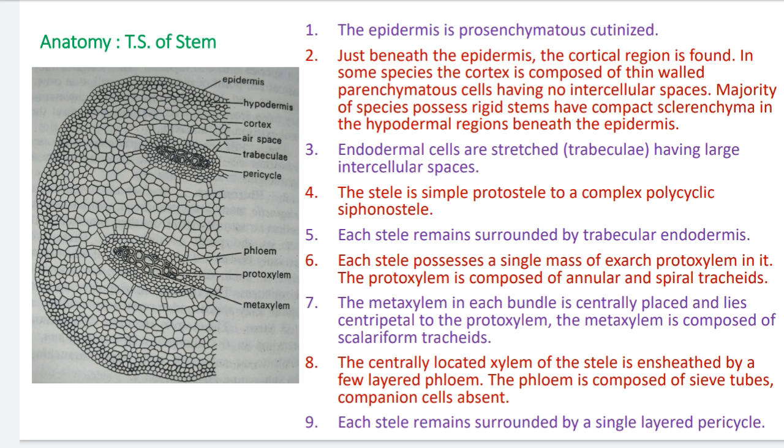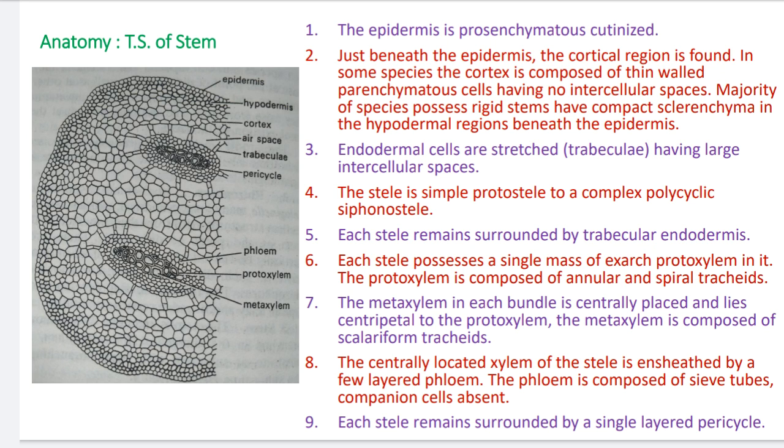Okay. Number 8, the centrally located xylem of the stele is ensheathed by a few layers of phloem. Okay, so the xylem is centrally located, which is further ensheathed, covered by a few layers of phloem. The phloem is composed of sieve tubes, companion cells. Okay, the phloem is composed of sieve tubes, and sieve tubes are one of the elements of the phloem. Here the phloem contains sieve tubes and companion cells are absent.